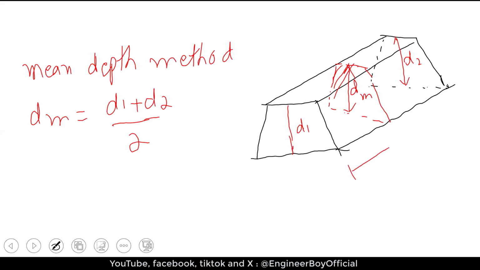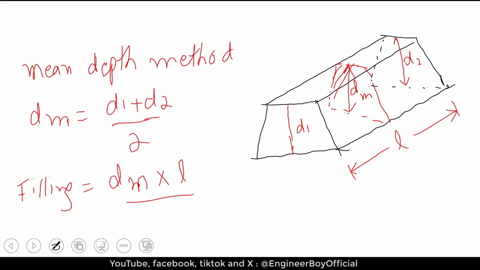Now, let's say we have the length of the same embankment as L. As you can see, we have the mean depth, and once we have the mean depth, then of course we can determine the earthwork for the same embankment. Let's say this is just filling again because this is an embankment. So the earthwork can be the mean depth dm times the length of the embankment. This is straightforward and very simple. So this is the main concept related to the mean depth and mean area method. Now we will have an example so we can calculate all these things very easily.